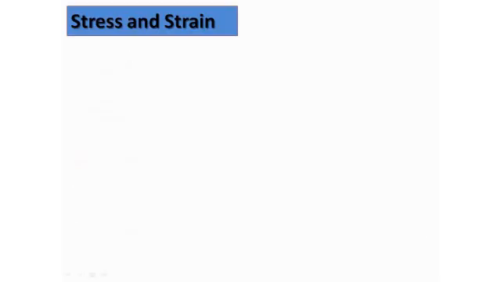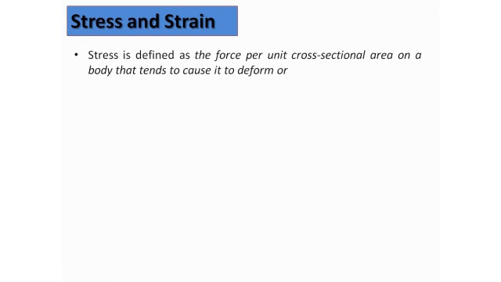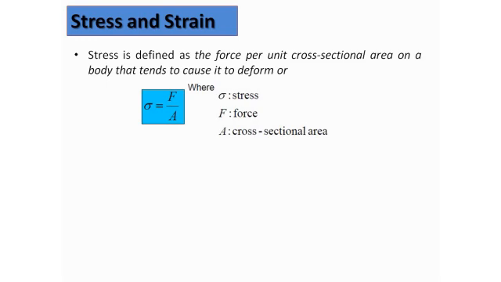So the next concept is stress and strain. Stress can be defined as the force applied per unit cross-sectional area, F by A, that is the stress on a body that tends to cause deformation. So stress is F by A, denoted by sigma, where F is the applied force, and A is the cross-sectional area on which the force is applied.